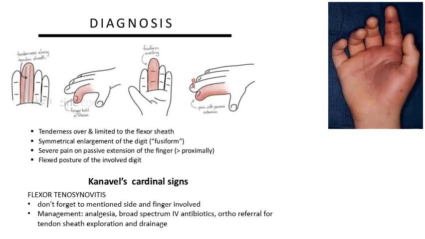Now they can ask you what two things you cannot see in this picture which, if present, denote flexor tenosynovitis. Those are pain on passive extension and tenderness over the flexor sheath. So, as I said, do not forget to mention the side and finger involved. Management is analgesia, broad spectrum IV antibiotics, and ortho referral for tendon sheath exploration and drainage.